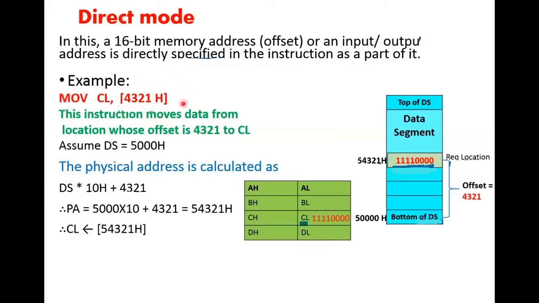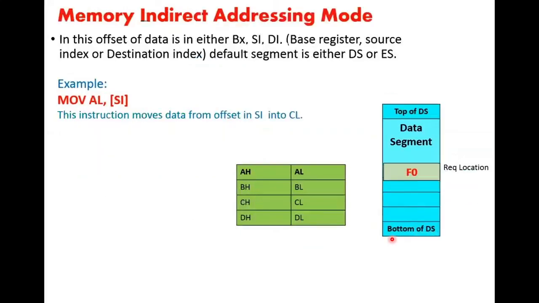This particular instruction is performing the data transfer from this memory location to the CL register. Previously we discussed register to register and data directly to register, right? That is immediate addressing mode. Now direct addressing mode means from the memory location to register. I hope you understand this direct mode.